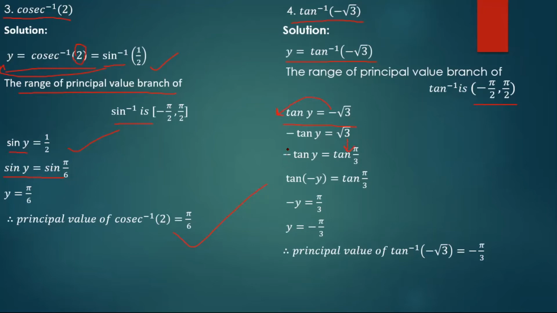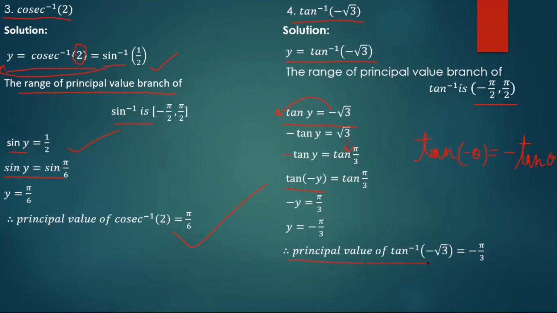Now, what is tan negative theta? Tan negative theta is negative tan theta. So we write minus tan y as tan minus y equal to tan pi by 3. So minus y equal to pi by 3, and y equal to minus pi by 3.